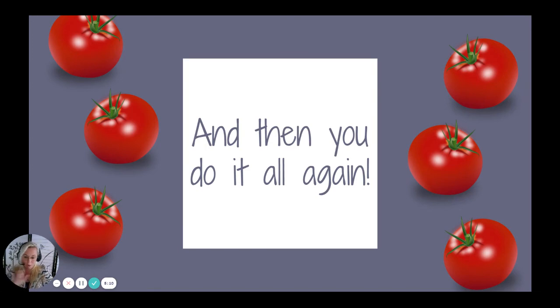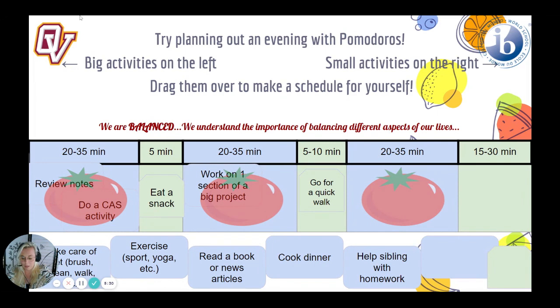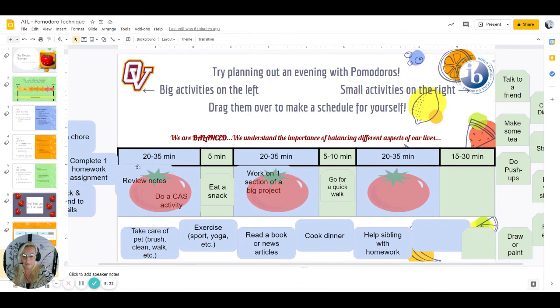And you can set your whole day around this, or you can set an evening around this. And this is basically what it looks like. So for studying, you study for 20 minutes, you take a break for 5 minutes, you study for 20 minutes, and then maybe I'm going to take a break for 10 minutes. And then I'm going to study for maybe 30 minutes. And then I have a long break for 15 minutes. So what you can do with our little ATL thing is there are little sticky notes for you to use. And you can put these down and kind of plan out what your week will be like.